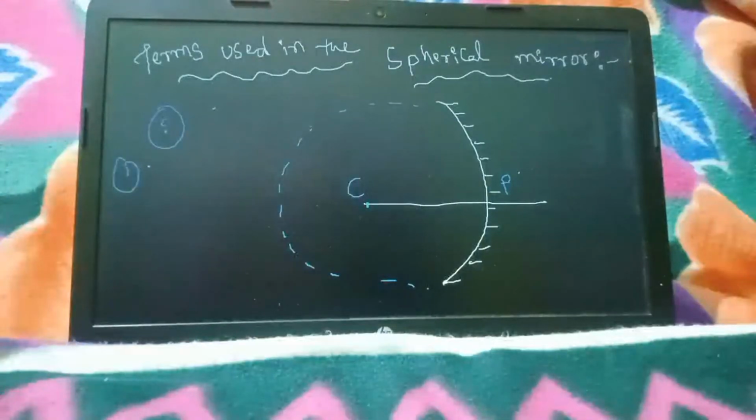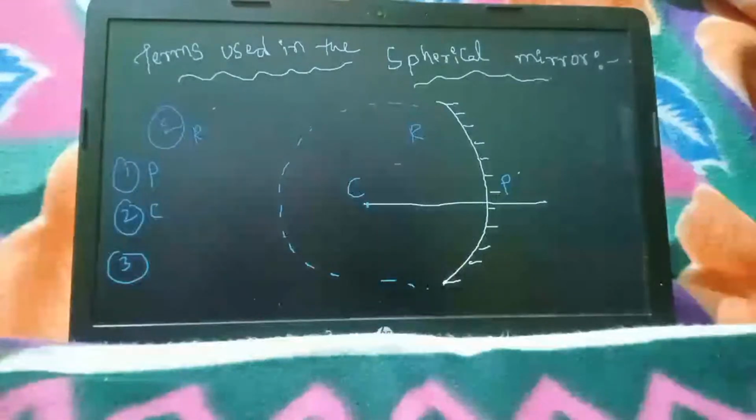First one is pole. Second one is center of curvature. Third one is radius of curvature, because from the center to a point we take the radius. So here also, from the center to this point, that is called radius of curvature.